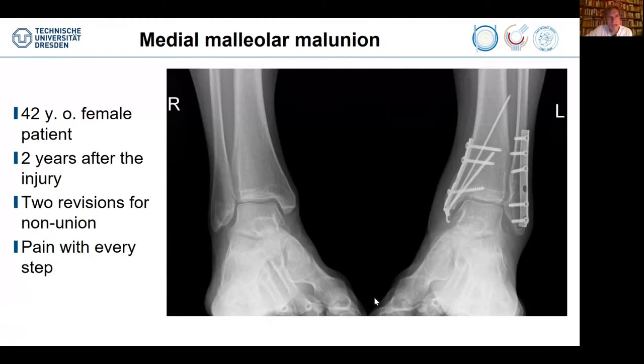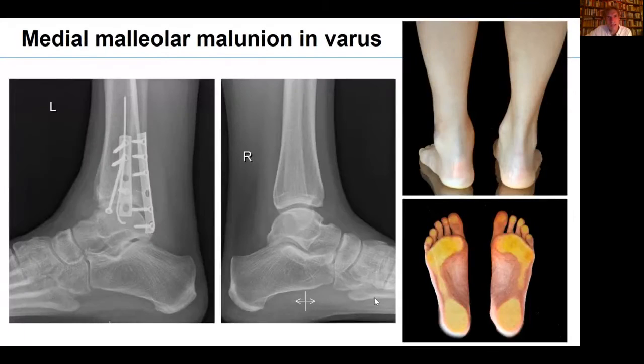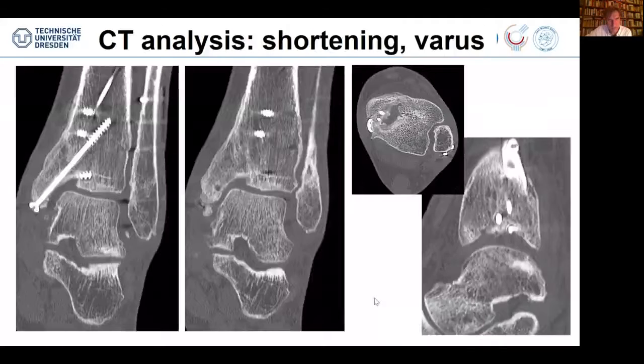Here we see another female patient, 42 years old. 2 years after the injury, she had already undergone 2 revisions for medial malleolar non-union. She was first fixed with screws, then with a plate, then finally it healed. But as you can see, it healed in varus. And that you can also see when looking at the patient from behind. You can see that the talus then shifts a bit forward. And here you can see the shortening of the medial malleolus.